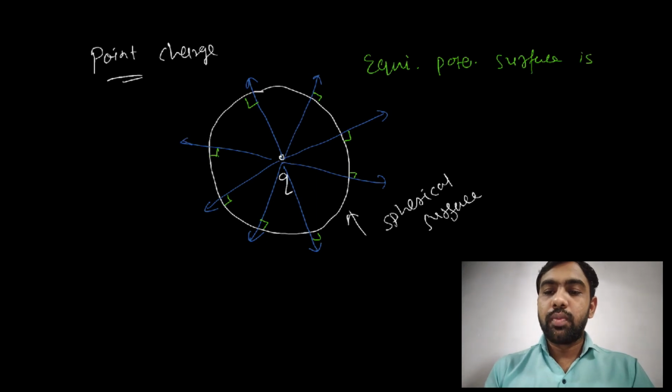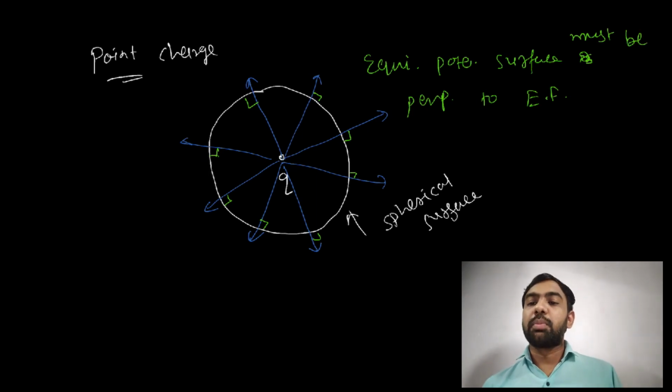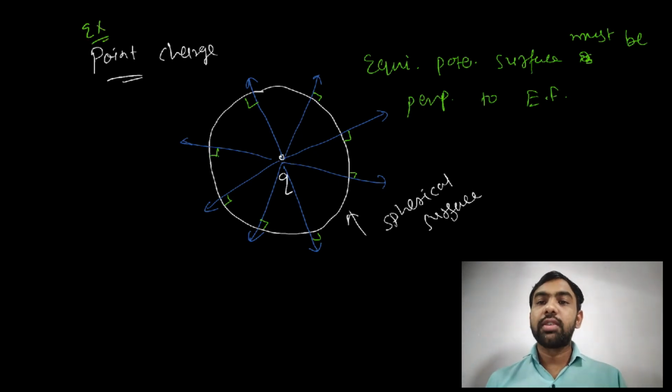So the equipotential surface is perpendicular to the electric field. Actually the surface must be perpendicular to the electric field. Okay, so this is the one example. Okay, all of you guys noted?